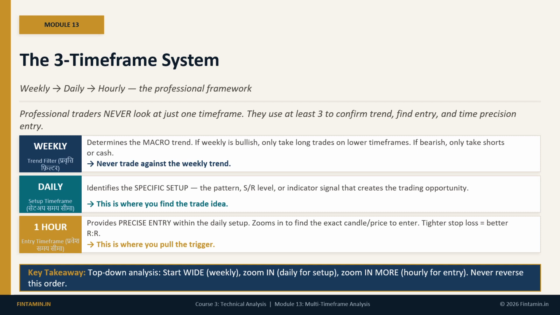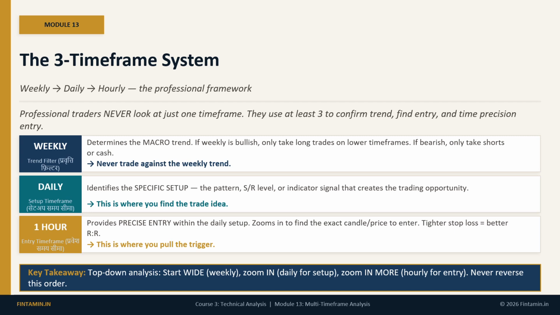Weekly chart, the macro trend filter. Look at the weekly chart first every time. If the weekly chart is clearly bullish, only take long trades on the daily and hourly. If bearish, only consider shorts or stay in cash. Never trade against the weekly trend.